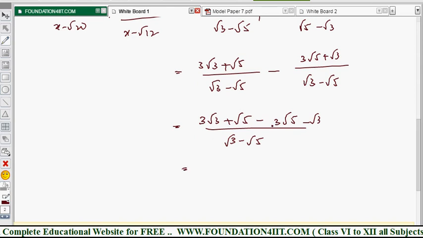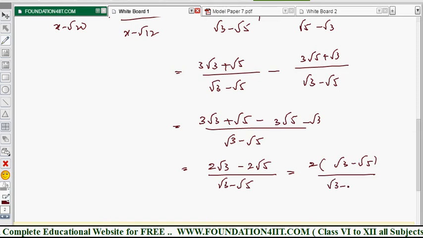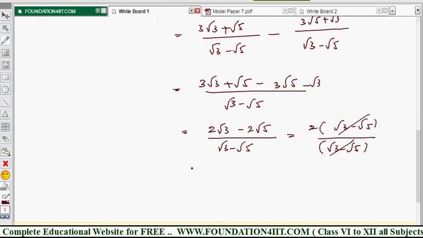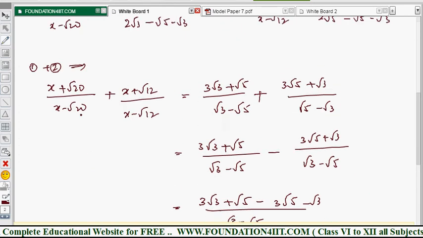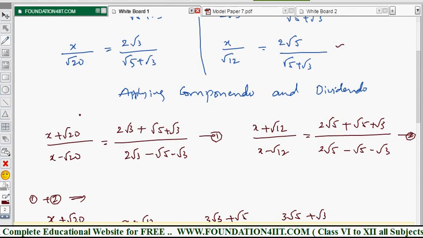Then 3 root 3 minus root 3, that is 2 root 3 minus 2 root 5 by root 3 minus root 5. So from this, take 2 common from the numerator. So root 3 minus root 5 by root 3 minus root 5 is the denominator. Right? You can cancel both, then the remaining is 2. So 2 is the answer for this. From the given statement only we need to take this step. Right? Let's see the next question.